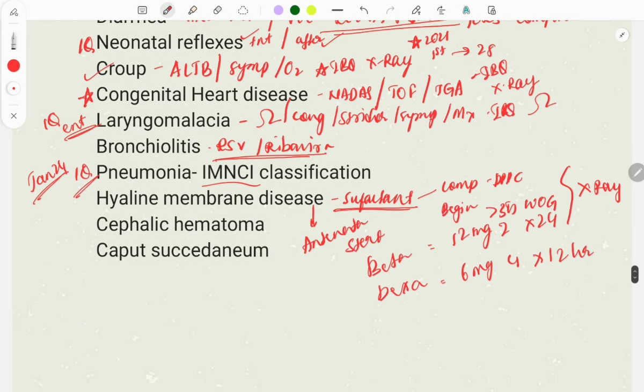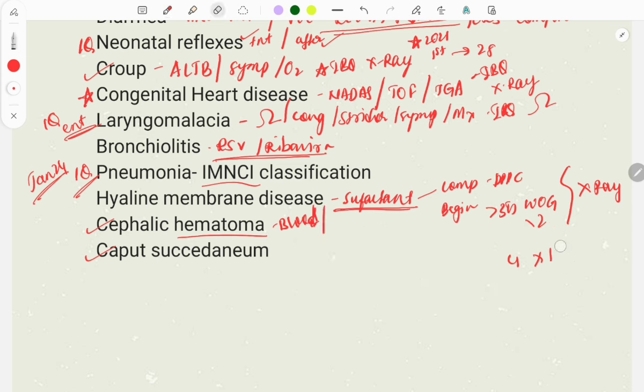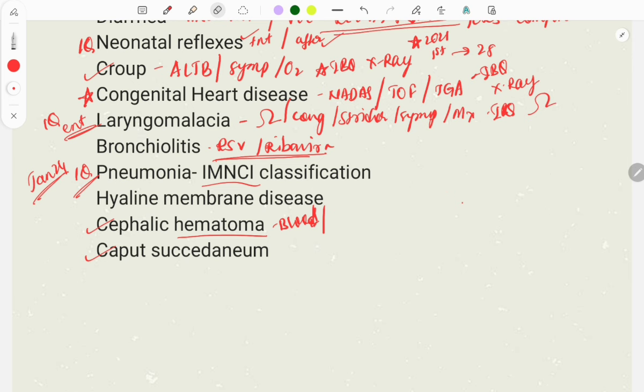Then another two very important topics, the cephalhematoma and the caput succedaneum. As the name itself says, hematoma means there will be bleeding present. So there is hemorrhage, and questions are asked on when it appears. Both of these conditions present as a swelling on the head, but the only difference is that the cephalhematoma is hemorrhage, and the caput succedaneum is edema.